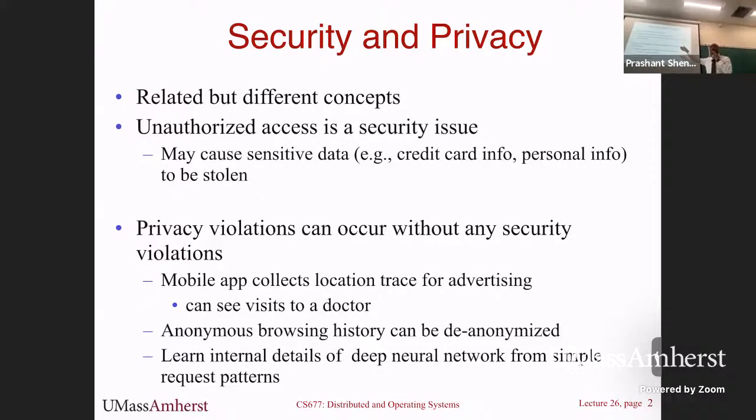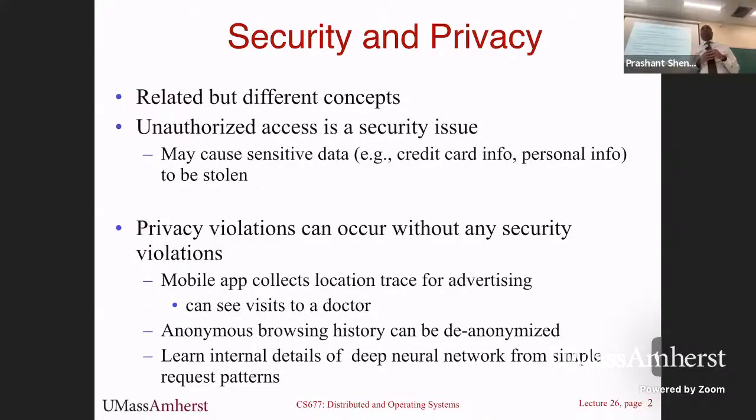To understand the difference between the two, clearly that security violation has caused loss of private information, there's no question about it, but it's still considered a security problem. Now, there are privacy violations that have nothing to do with security, just so that you understand why these topics are different. So here are some examples.